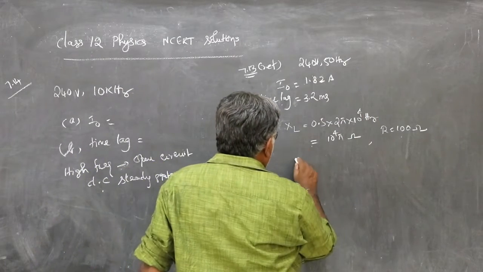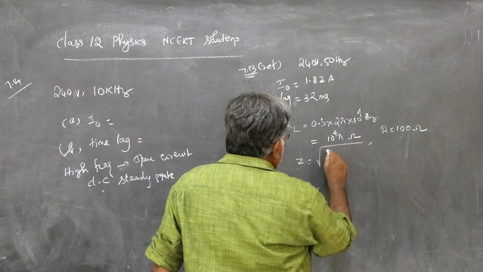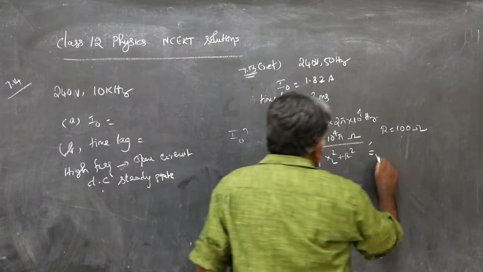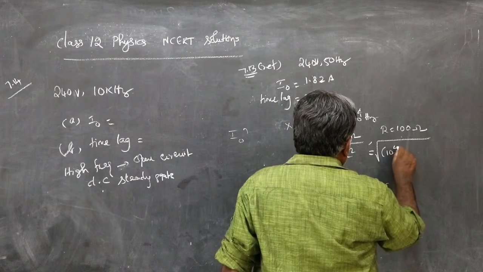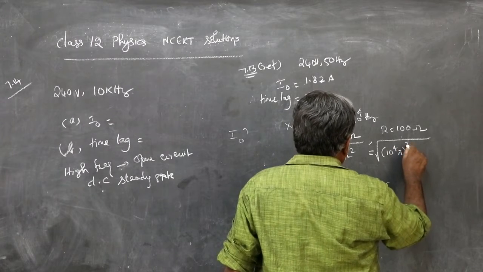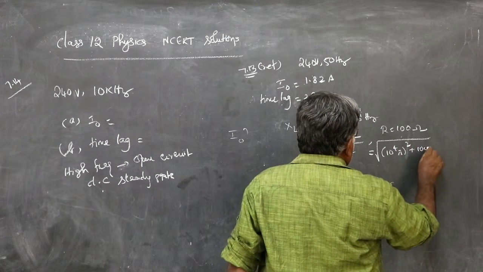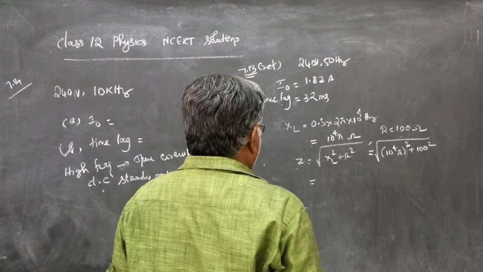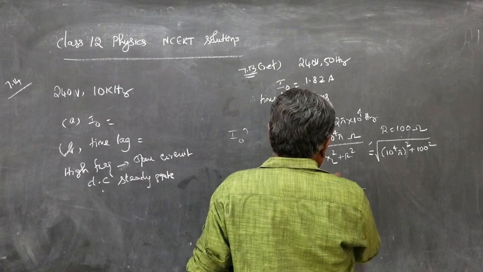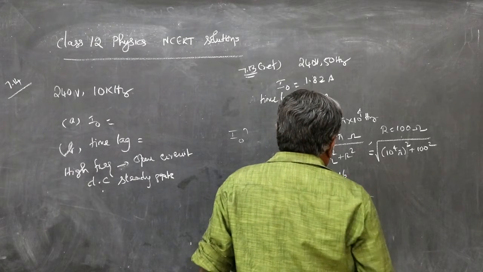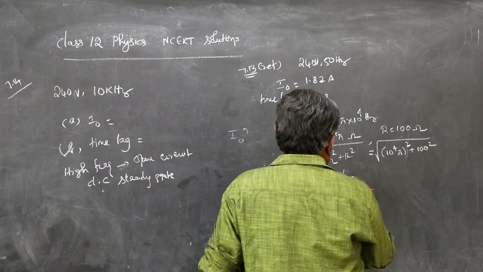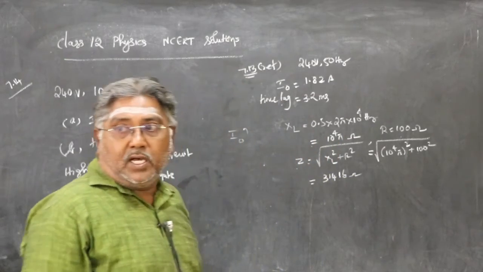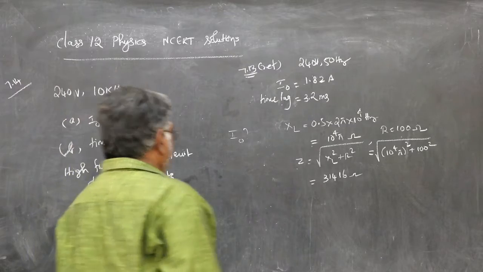And impedance is root of XL squared plus R squared, root of 10 to the power of 4 pi the whole square plus R squared, which is 100 square. You have to simplify this. On simplification this gives you 314.16 ohm. 314.16 ohm is the impedance.